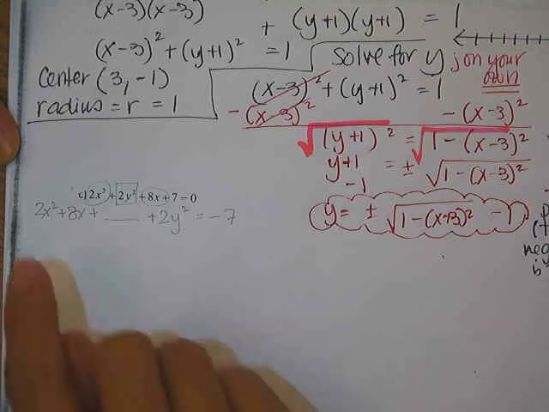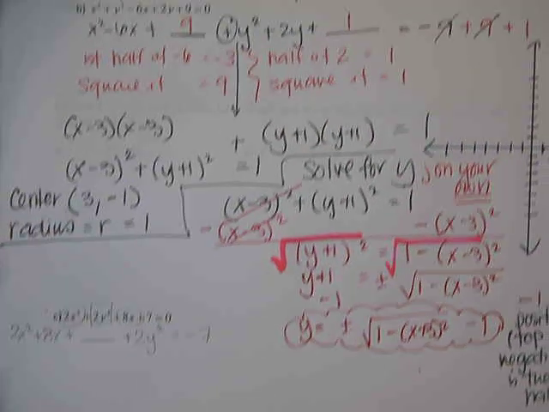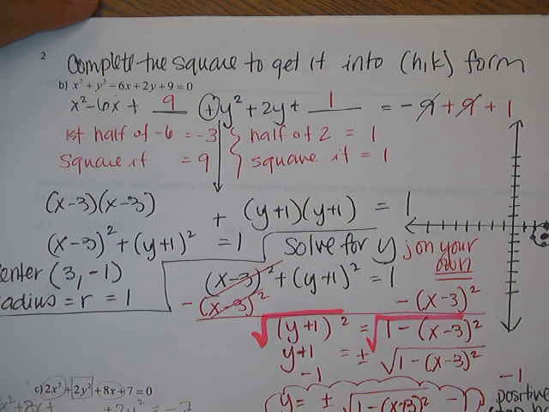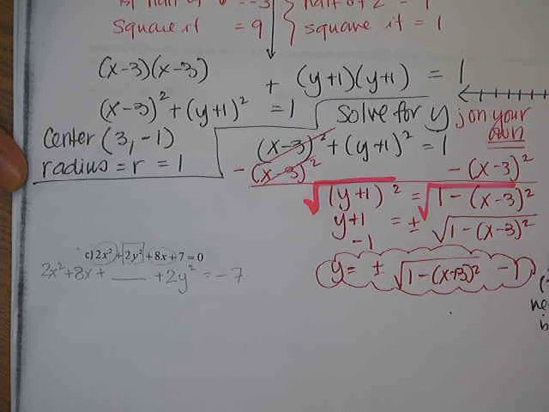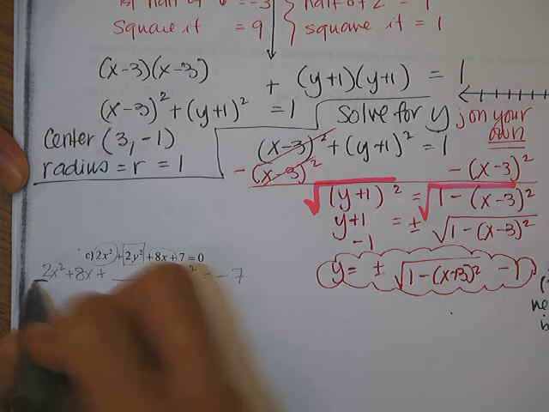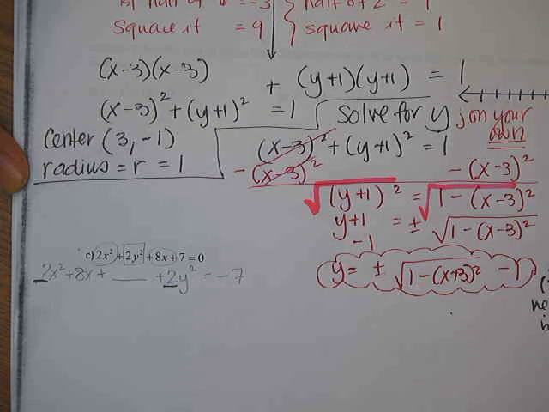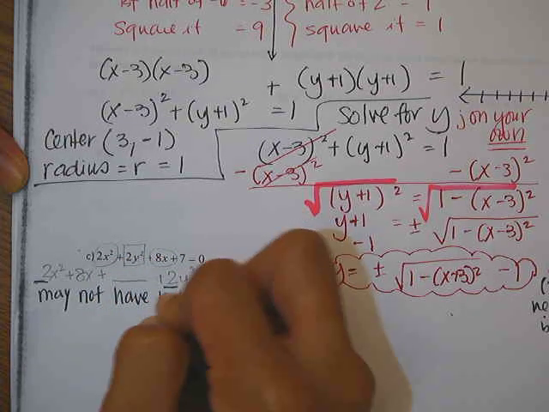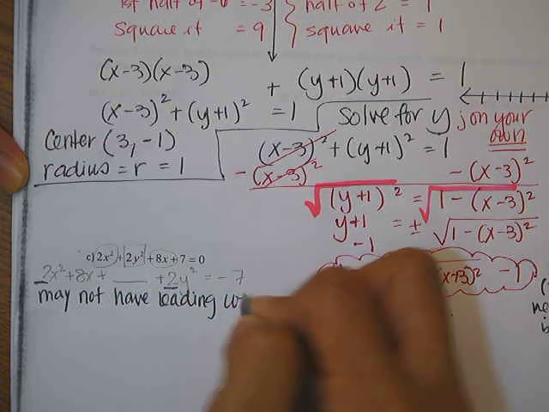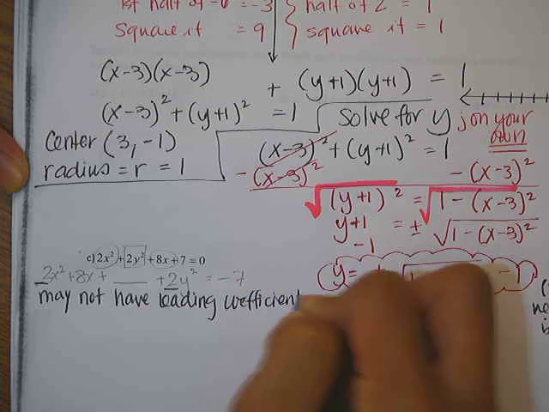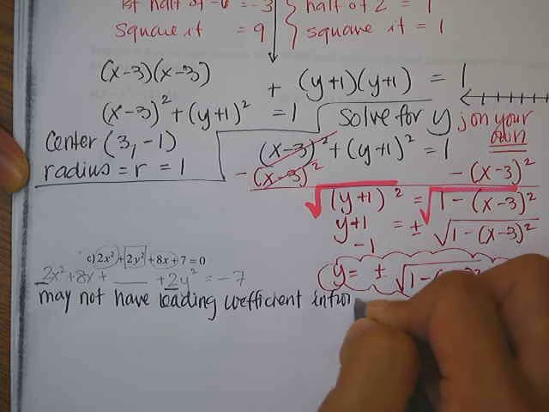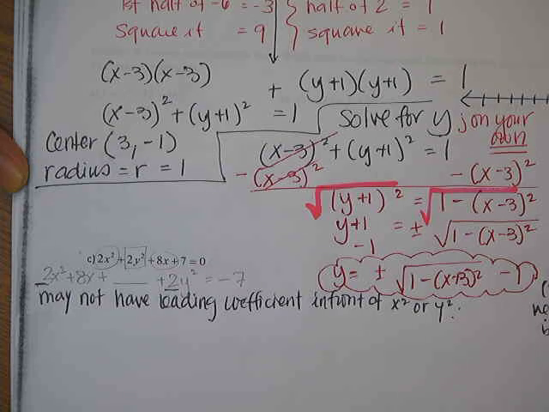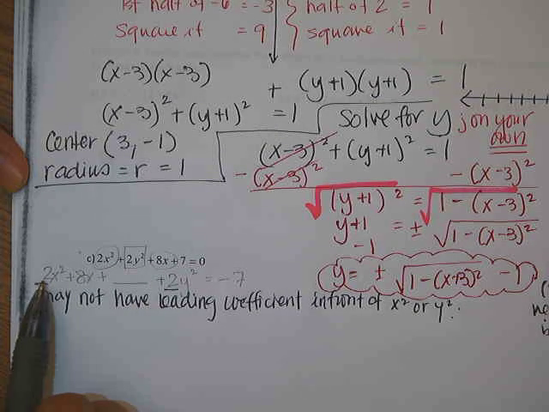Before we can do the completing the square, remember this example up here, we needed to complete the square to get into HK form, and that's what we need to do here. To complete the square, though, you may never have a leading coefficient in front of the x squared or y squared. Ever. So I would have to factor it out.